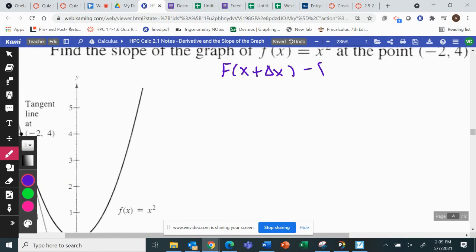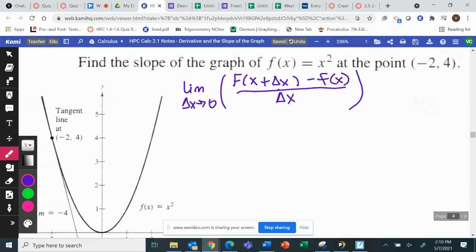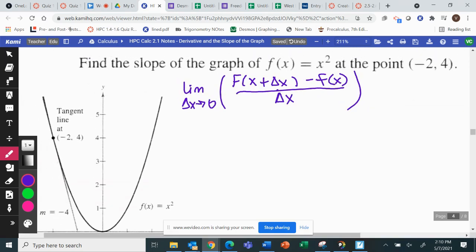And then we're going to subtract off f of x. And we're going to put that over delta x. And then from there, we will take the limit as delta x approaches 0 of this difference quotient so that we can find the tangent. So that -2, 4, that's like my x and my y.